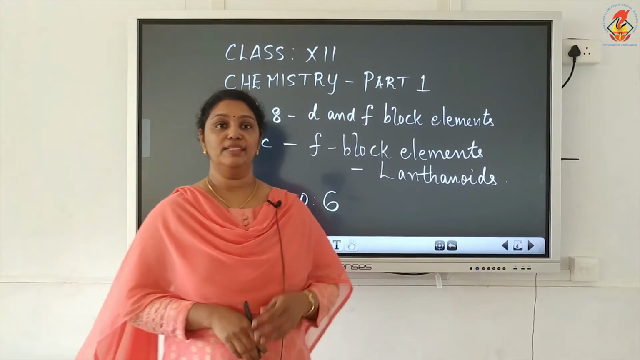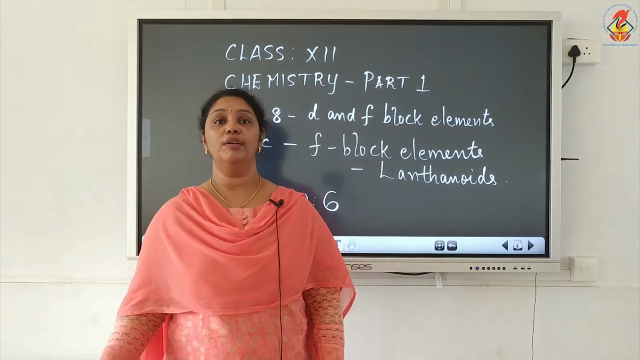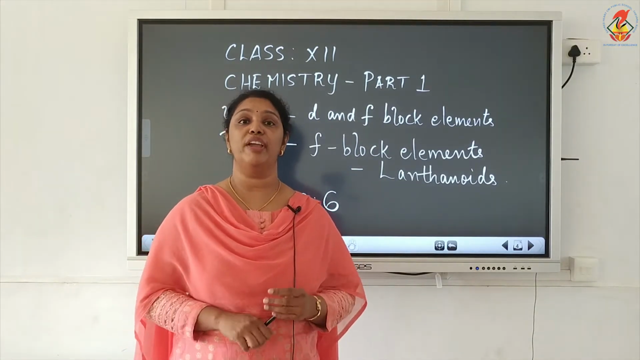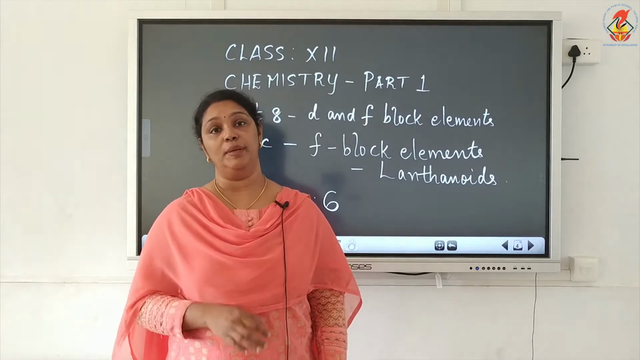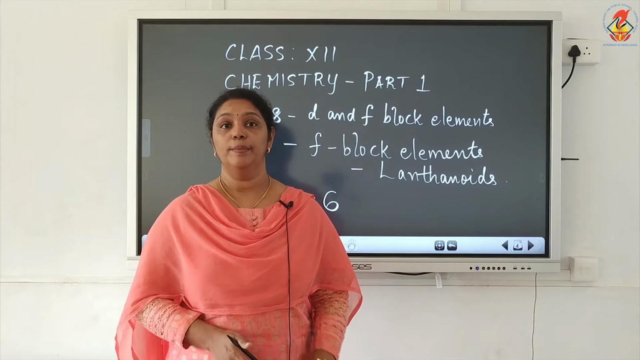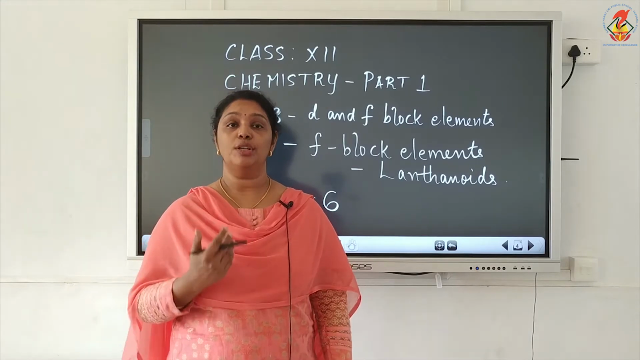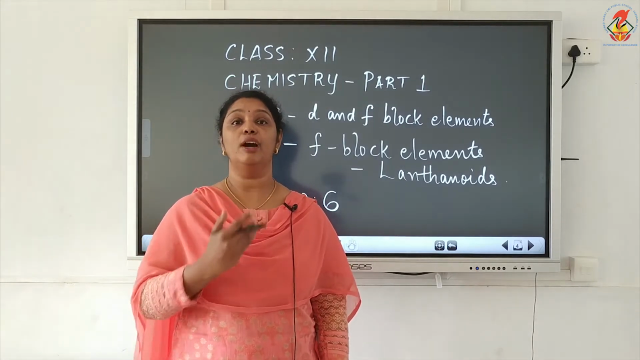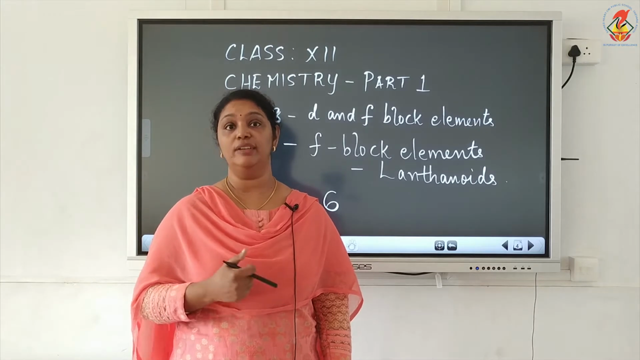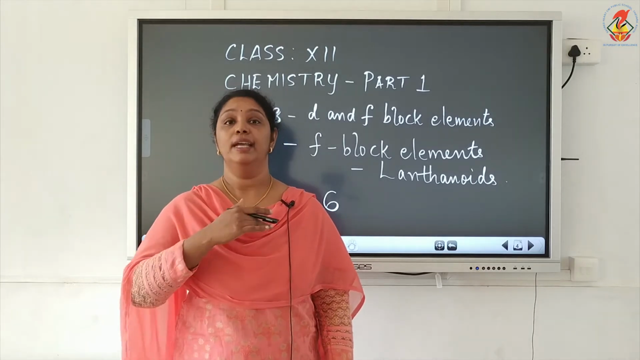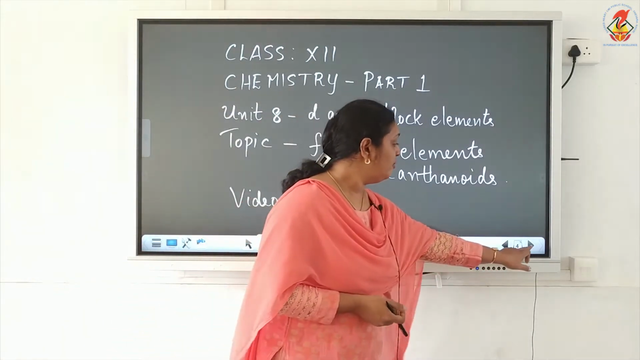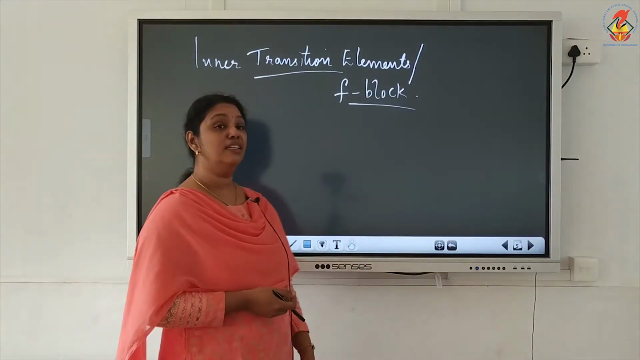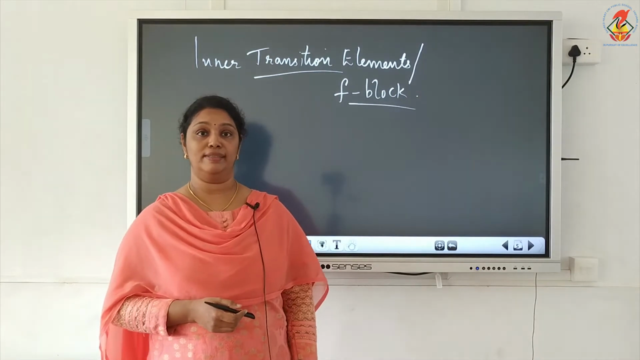After D block elements, let us discuss the F block elements. We know the position of F block elements in the periodic table. They are kept at the bottom of the periodic table. These F block elements actually belong to group 3 of the periodic table, but they are taken from group 3 and placed at the bottom. They are also called inner transition elements.